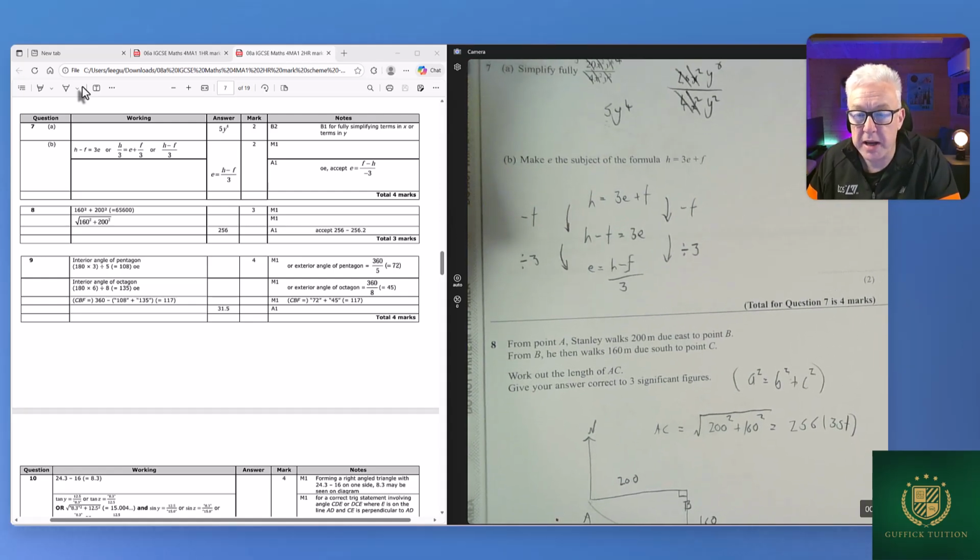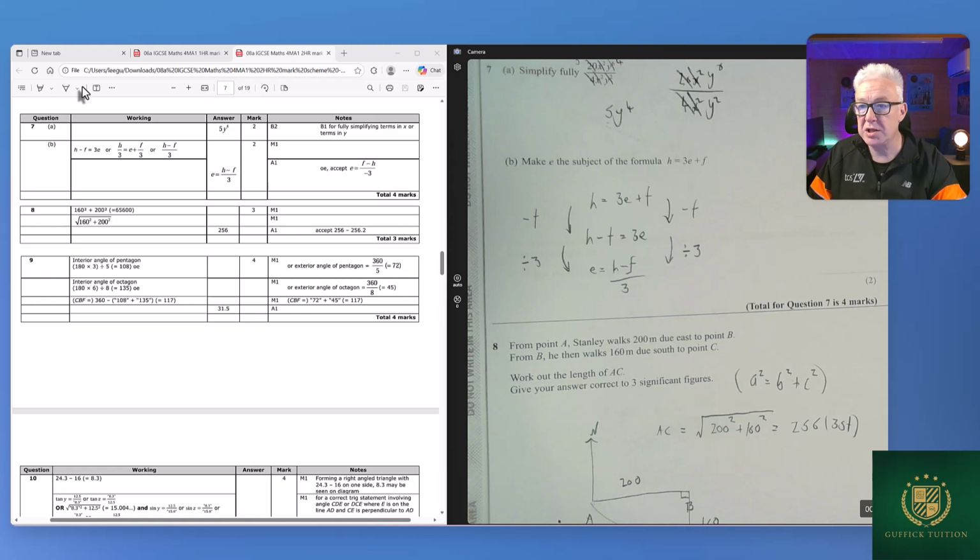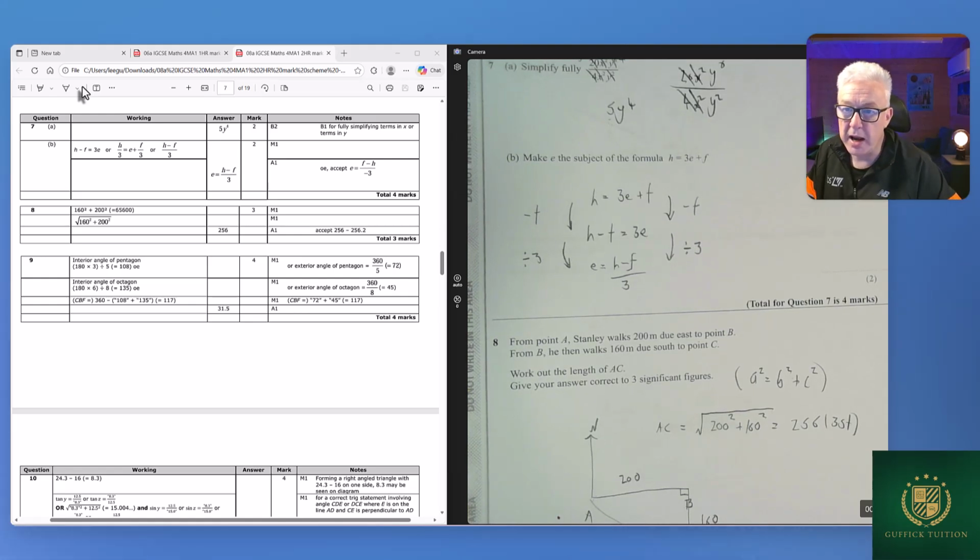So the answer to that one is 5y to the power 4. Okay, next one, part B. Make e the subject of the formula h is equal to 3e add f.